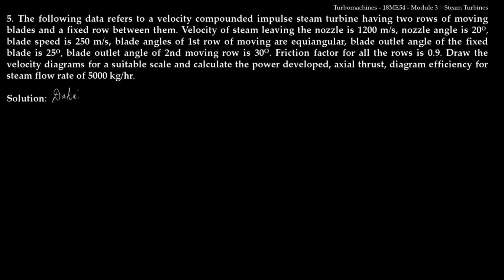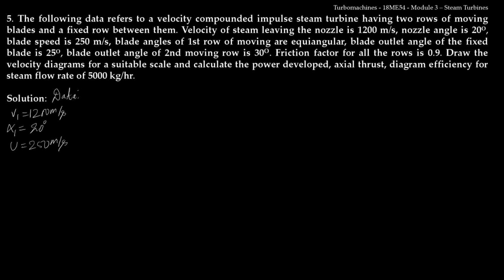The velocity of steam leaving the nozzle is 1200 meter per second, that is V1. V1 is 1200 meter per second, and then the nozzle angle, that is alpha 1, will be equal to 20 degree. Then the blade speed is 250 meter per second. The blade speed is u, which is 250 meter per second, which remains constant for both the stages.